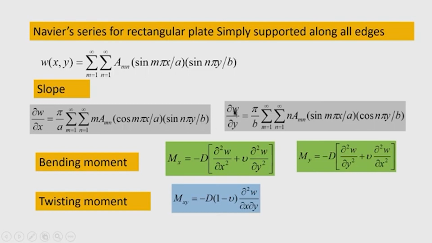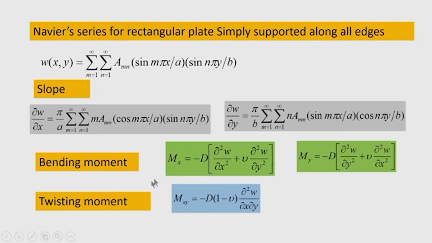Similarly, the slope in the y direction is calculated: del w by del y equal to pi by b summation, m equal to 1 to infinity, n equal to 1 to infinity, n a_mn sin m pi x by a cos n pi y by b.